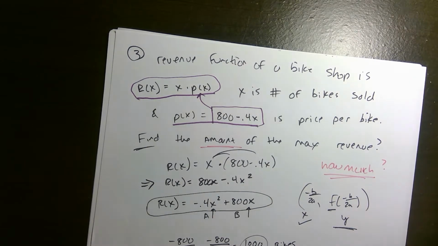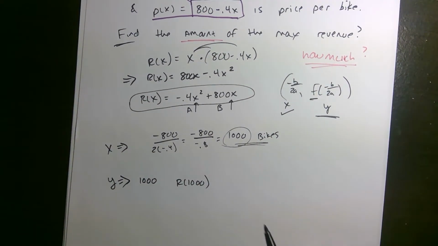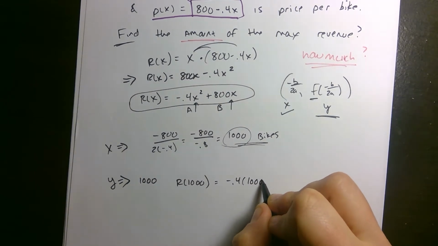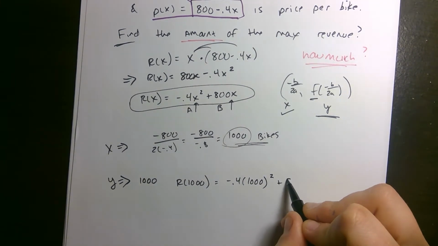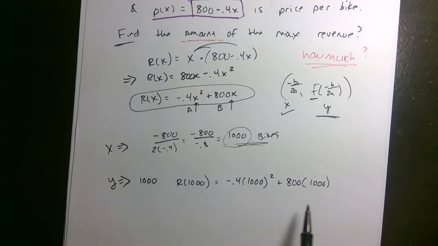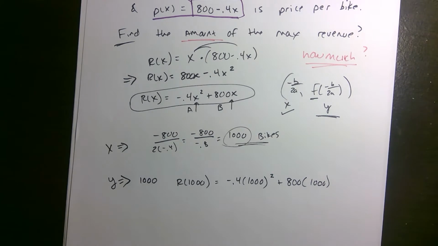And I'm going to type it in my calculator and hit enter. And so I will have r of 1,000 equals negative 0.4, instead of x, I replace it with 1,000 squared plus the number 800. Instead of x, I replace it with 1,000. And then I'm going to type this whole entire thing into my calculator. And so I'm going to show you how to do that.